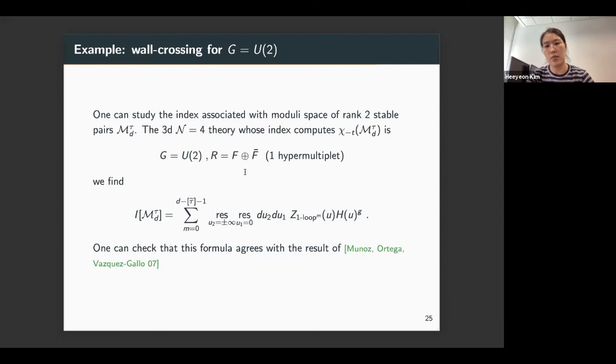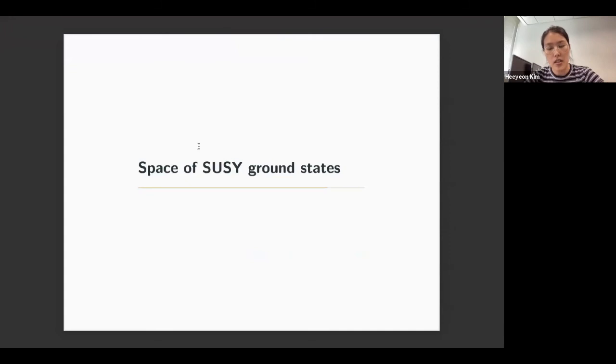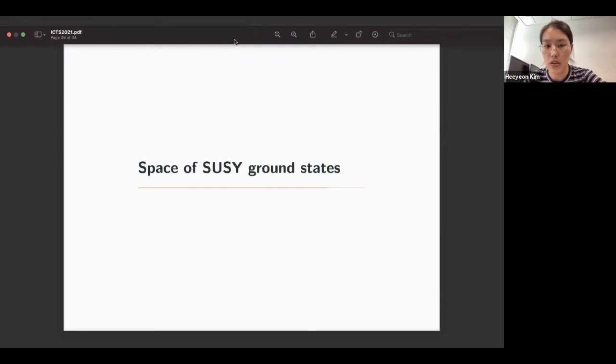Okay, so that was the end of the discussion of the wall crossing of the twisted indices. If there are no questions, then I will move on to some explicit construction of the space of supersymmetric ground states.